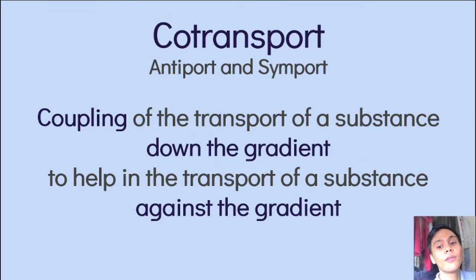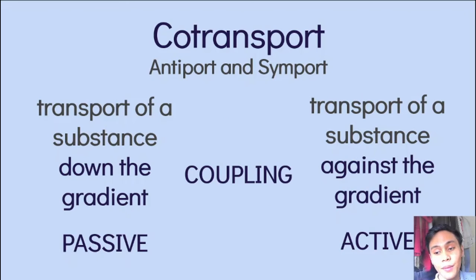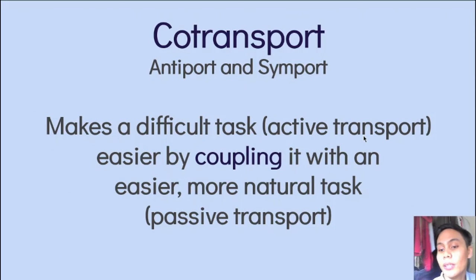Because of the idea of cotransport. Cotransport uses the concept of coupling of transport of a substance. So in coupling, you can couple a passive type of transport, meaning something that doesn't require energy, in order to power a type of active transport. So in many types of cotransport, something is happening naturally, and that natural process lets an active transport happen. Okay, so it's using the energy of something that happens spontaneously in order to transport something against the gradient. Very, very efficient. So it couples natural passive transport to an active transport. Okay, so a difficult task is made easier by coupling it with a more natural task.